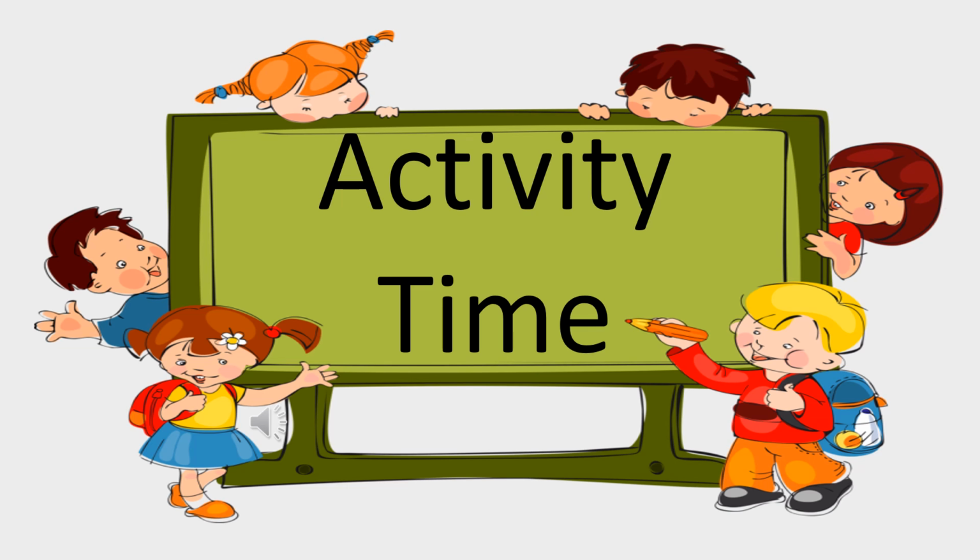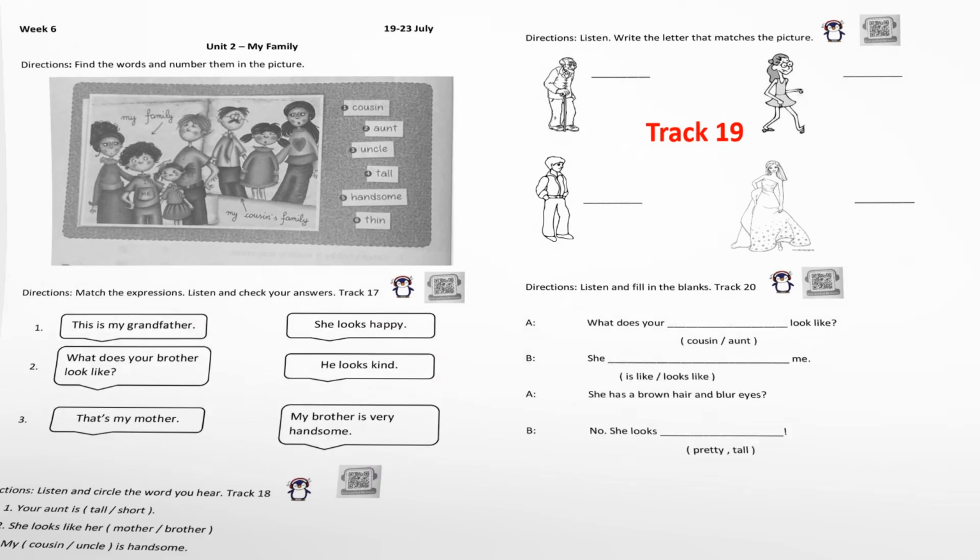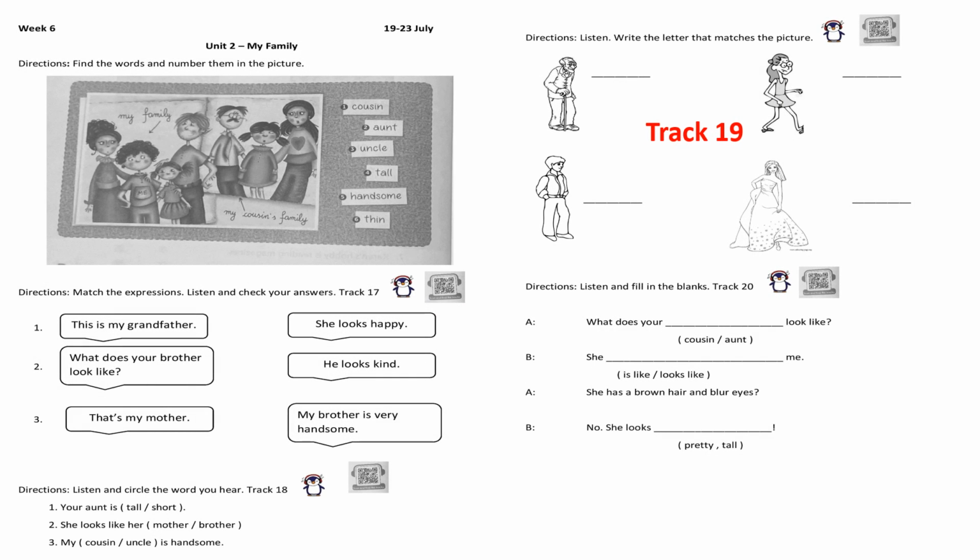It's activity time. Please get your worksheet. Okay, this is what your worksheet looks like. Week 6, 19 to 23 July. Unit 2, My Family. So, for the first activity, find the words and number them in the picture. Second activity, match the expression. Listen and check your answers. So, you're going to scan the QR code. It's track 17.